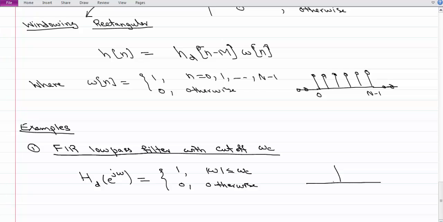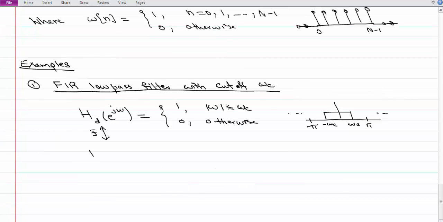So we know what the filter looks like. Ideally, from minus omega c to omega c, it is 1, then it's 0 up to pi, and then it repeats itself. And we know that if we take the inverse Fourier transform of this, then the impulse response h_d of n is a sinc function. It's given by sine omega c n over pi n, where n goes from minus infinity to infinity.